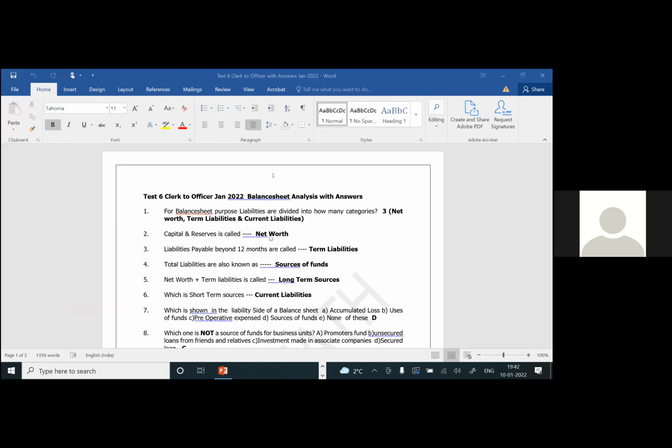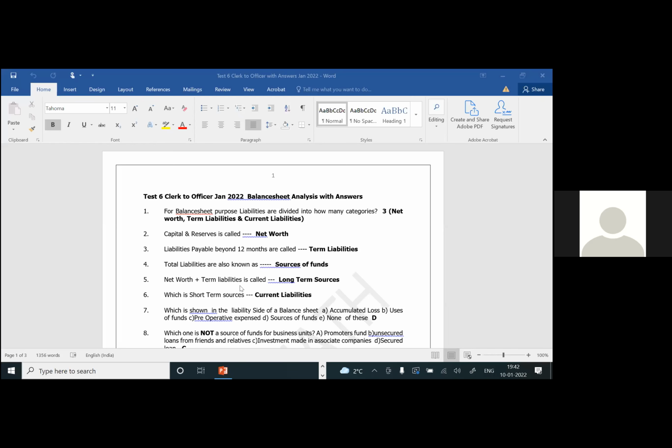This is all a repetition of what I have explained. You should go over it in your mind. Capital and reserves and surplus is called net worth. Liabilities payable beyond 12 months are called term liabilities, that we have seen. Total liabilities are also known as sources of funds.